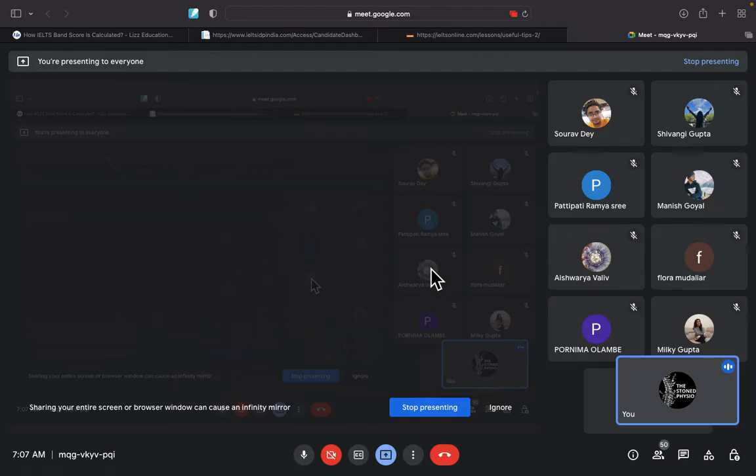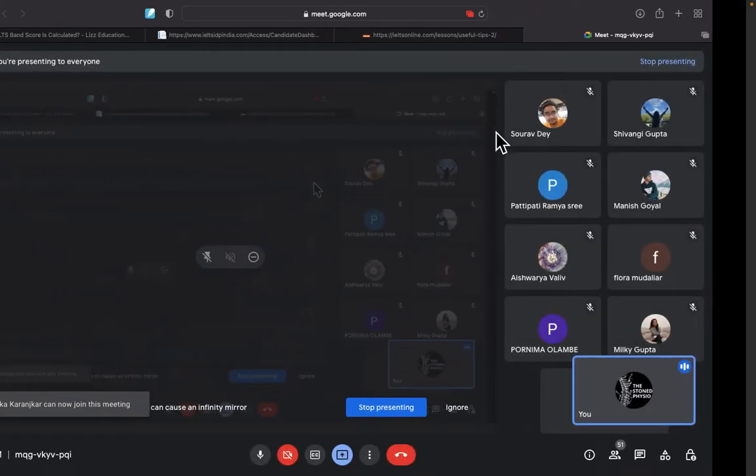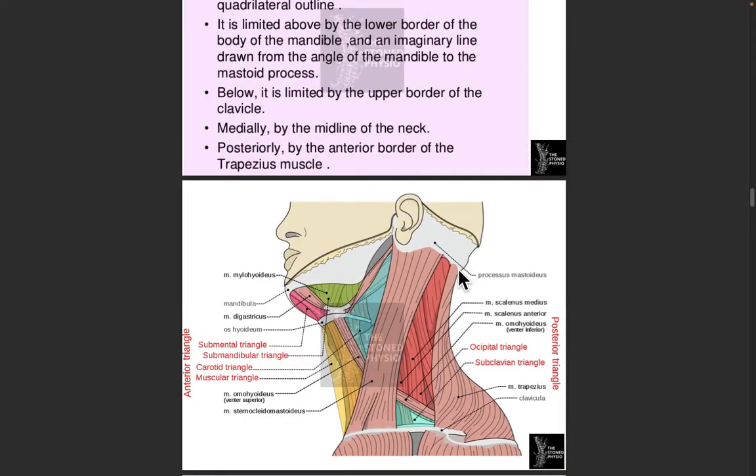I think I mentioned this in the last class also. So it is the SCM. The SCM is the muscle that divides this quadrilateral into the anterior half and the posterior half, or we can say into two different triangles.